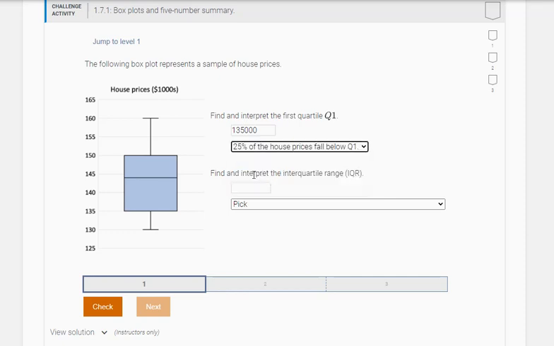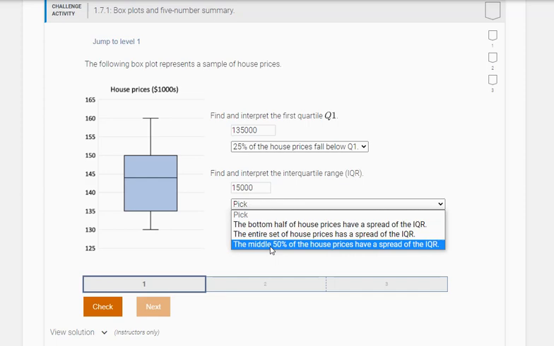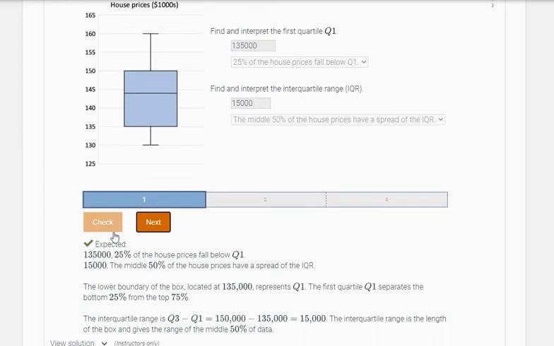Now find and interpret the interquartile range. Well, that's just Q3 minus Q1. So that's 150 minus 135, which gets you 15. But remember, it's in thousands, so it's 15,000. And what this means for the interquartile range is that the middle 50% of house prices have a spread of the IQR.